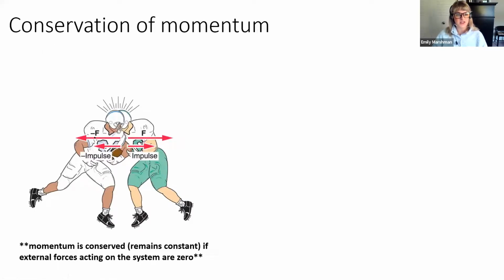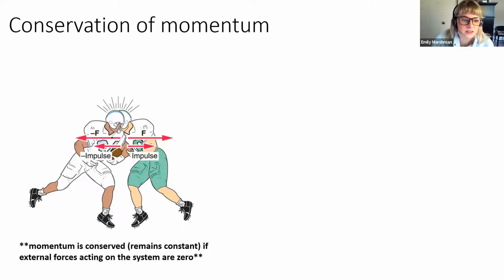The next part of this chapter is now focused on conservation of momentum. We've seen this word conservation before when we talked about the conservation of energy principle. Conservation of momentum is a similar idea, and that conservation just means that it doesn't change, it stays constant. In this case, it's the momentum that's going to stay constant before and after the collision. All right, so how do I know that?